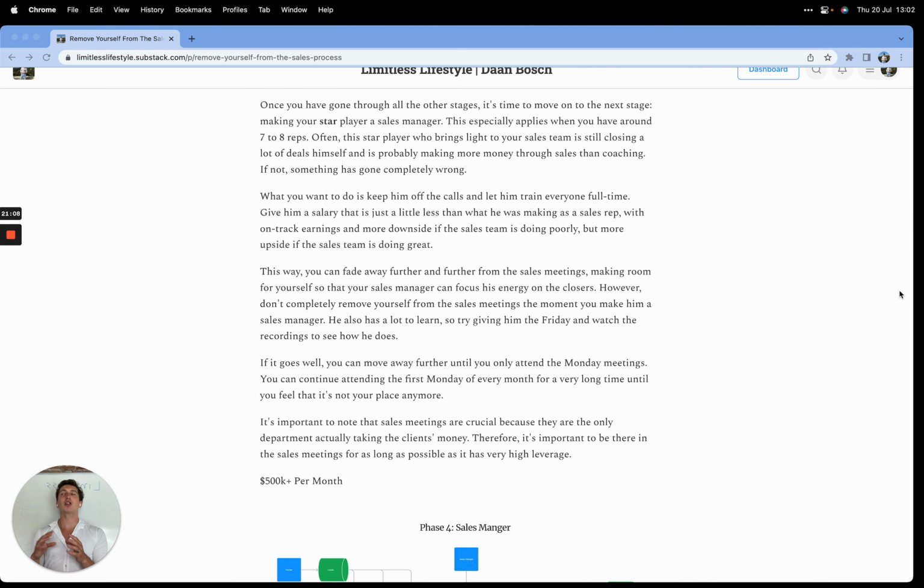About the salary, what you want to do is let him train everyone full time and he gets a full time salary. He should be able to get a base of like 8k or something like that. And if the team is on track, he should be making a little bit less than what he was making as a full time rep, because he is not taking any calls anymore, so he has a more stable income. It will be worth it for him. So if he was making 50k a month, for example, then making 14k per month when the team is on track should be good. And have him have a little bit more downside if the team is doing badly, and a little bit more upside if the team is doing well.